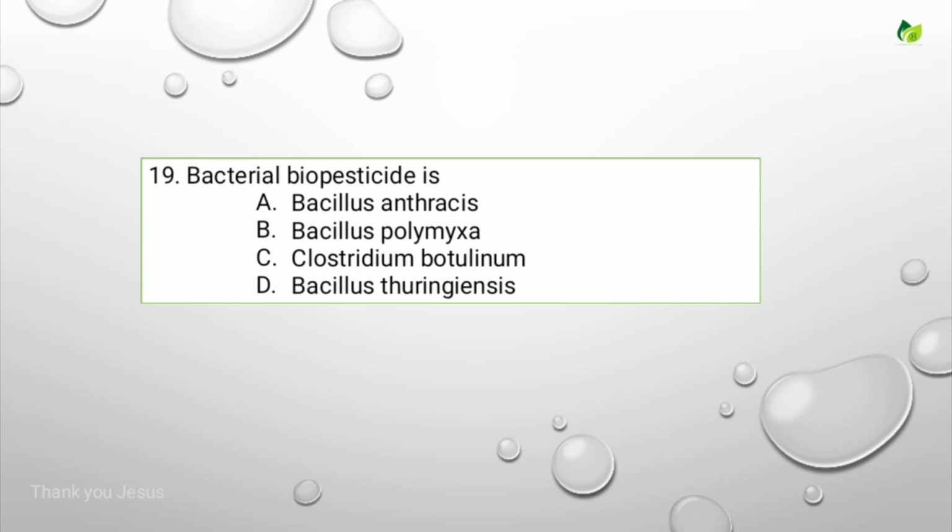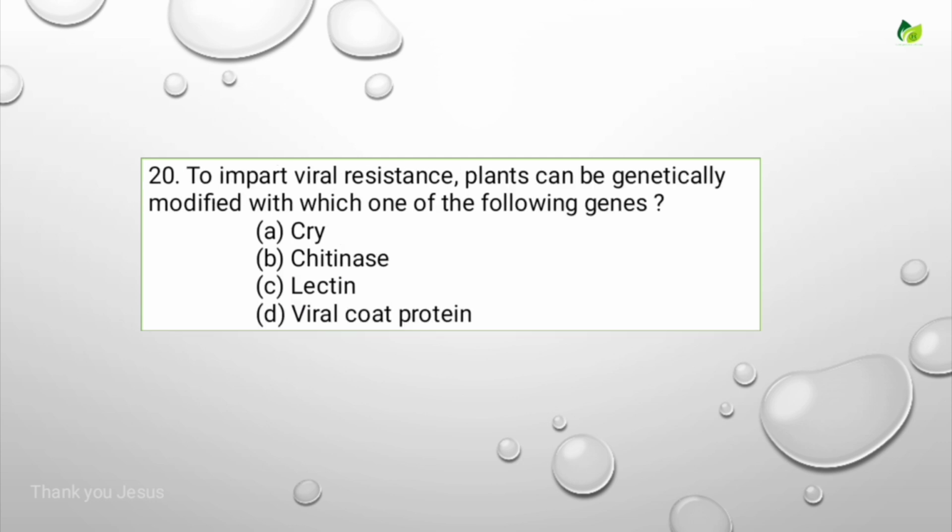Bacterial biopesticide is, options are Bacillus anthracis, Bacillus polymyxa, Clostridium botulinum, Bacillus thuringiensis. So already told you that. So Bacillus thuringiensis is used as a biopesticide. Okay, let's see the next question.